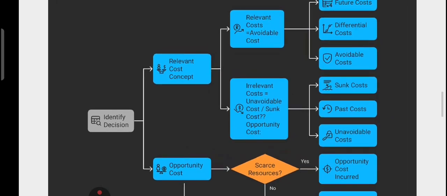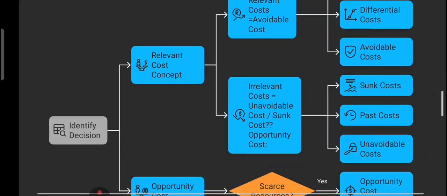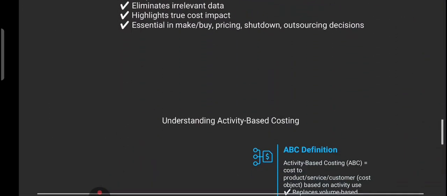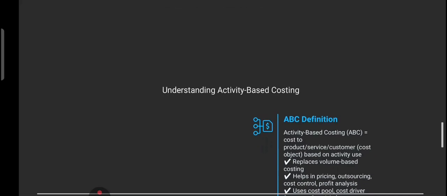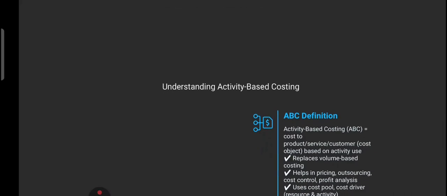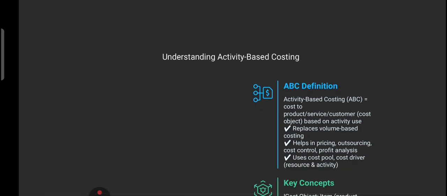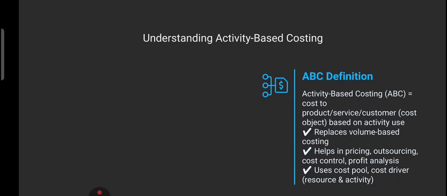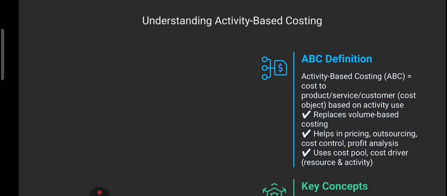And this relevant cost concept is super helpful in what we are just going to discuss, activity based costing. Yes, in activity based costing, this relevant cost plays a super important role. So let's understand this ABC costing also, what it is all about. In today's competitive world, accurate cost information is the foundation of a smart business decision.